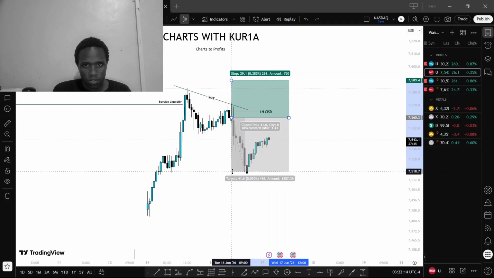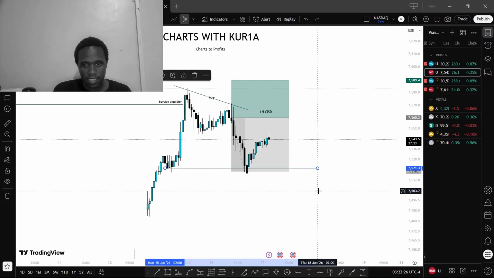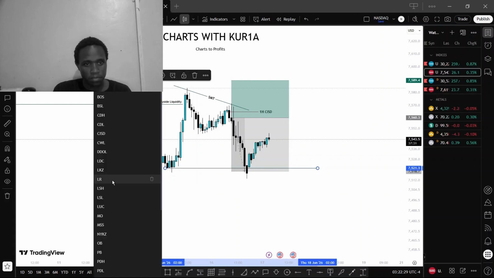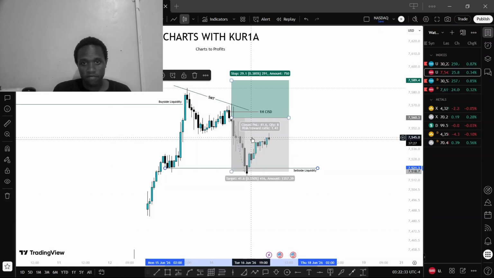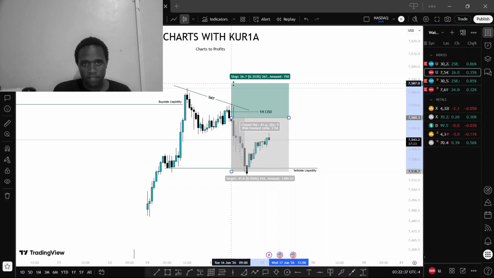My target was, yes, that was my target. You can see that these bodies have some sort of equal closing range. So that is what I wanted to target. This was a very clean sell side liquidity to target. So that was my target, the sell side liquidity. And you can see the original stop loss gave me around 1.5, 1.6 RR.